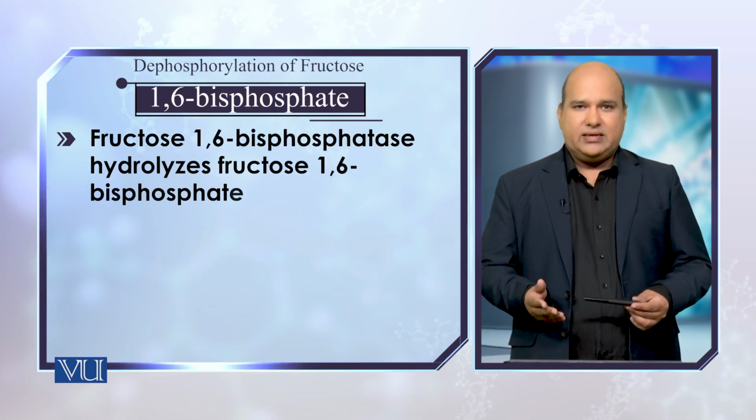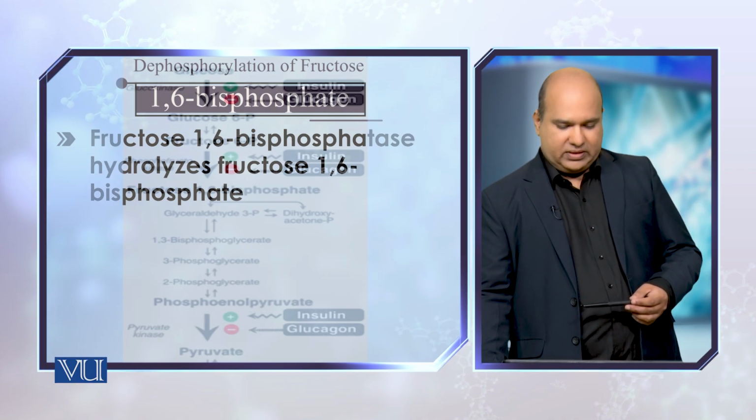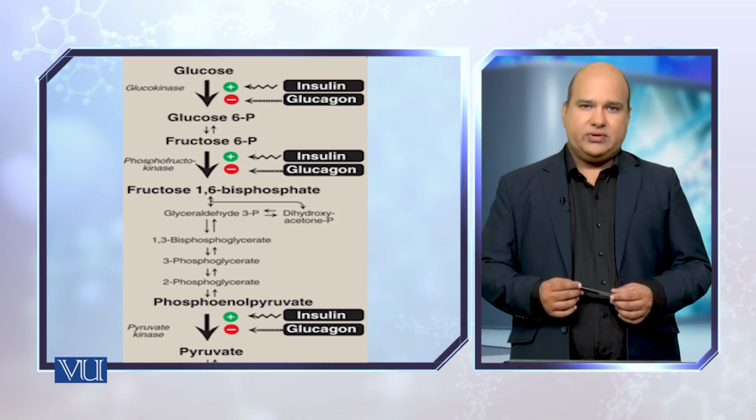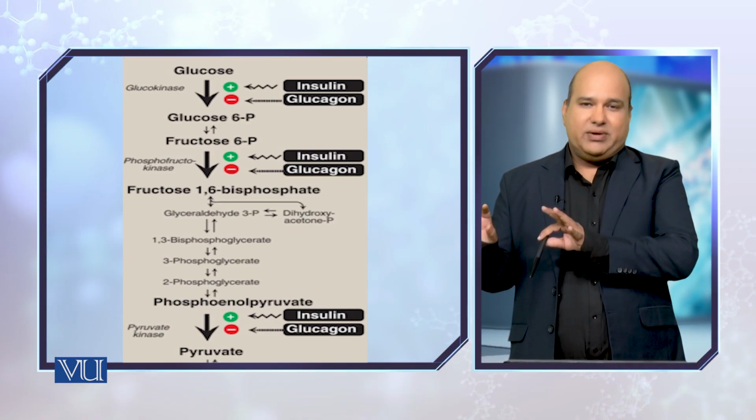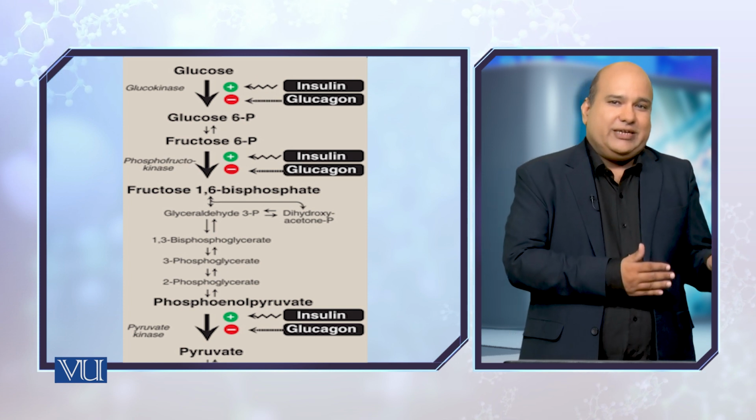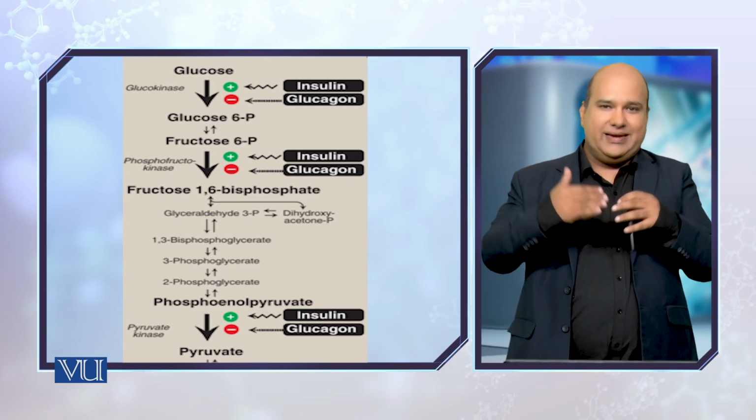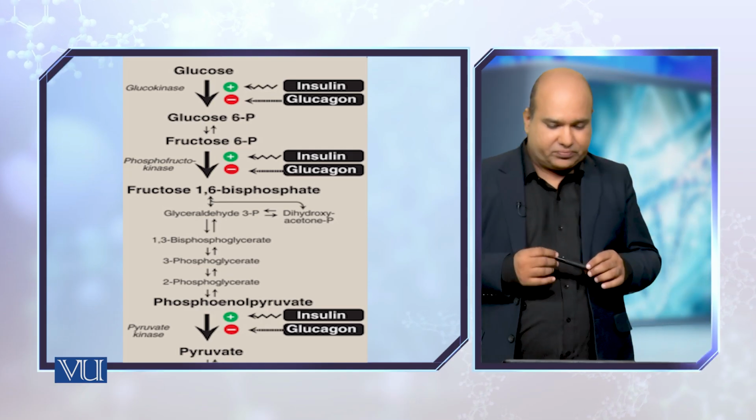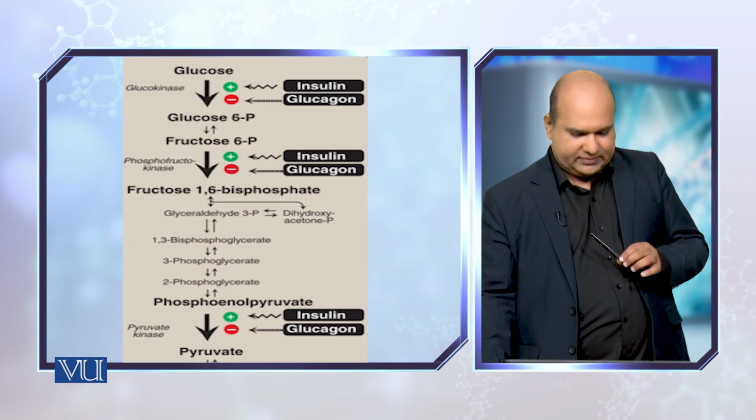Why do we want the dephosphorylation of fructose 1,6 biphosphate? Let's go again to our slide showing the glycolysis pathway, because that will be our standard trademark slide. That will always be the reference slide. Whenever you want to study gluconeogenesis, you should have in mind the whole picture of the different pathways which are part of glycolysis.